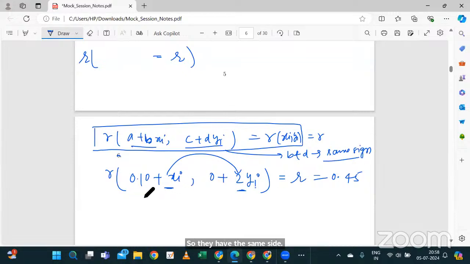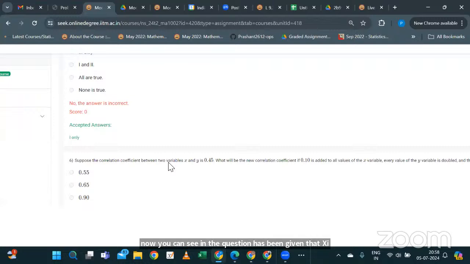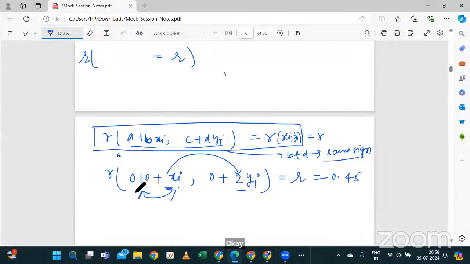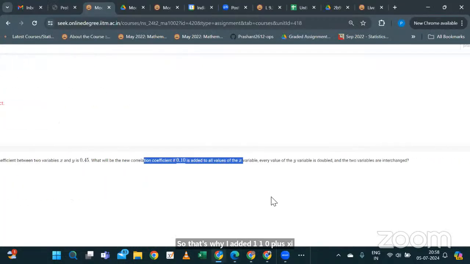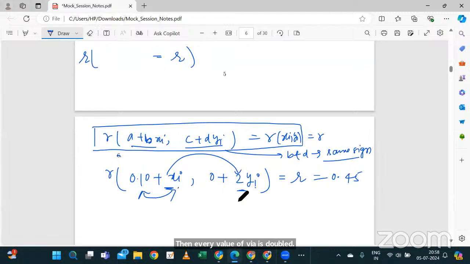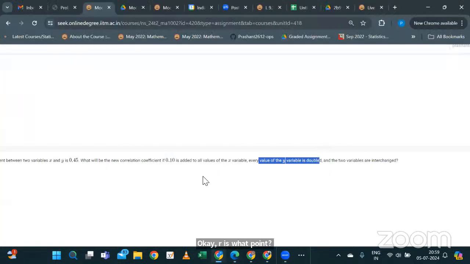Now you can see in the question it has been given that for xi, 0.10 has been added. 0.10 is added to all the values of x, so that's why I added 0.10 plus xi. Then every value of yi is doubled, so yi is doubled, right? So that means here c will be 0, that means we are adding 0. So by using the same information, I will say this is same as the R. R is what? 0.45. Okay, sir. Got it.